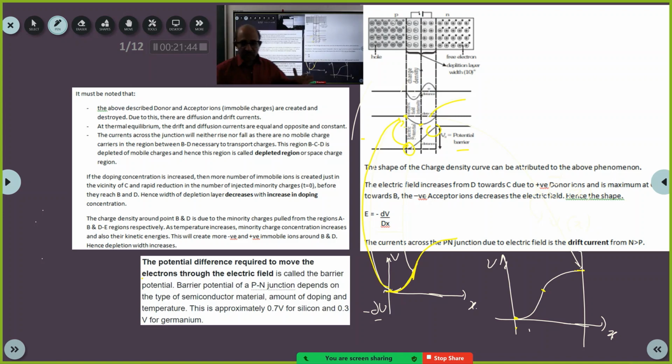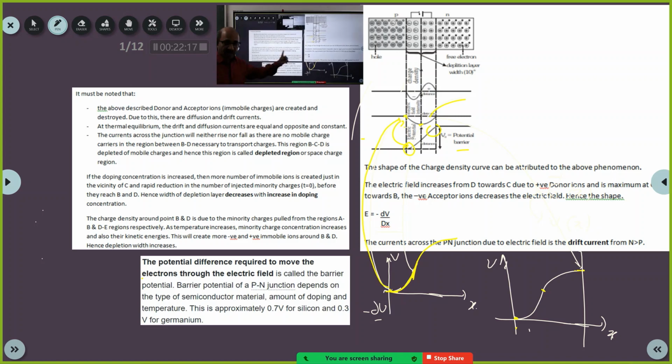It is not that the diffusion and drift currents stop; these currents are continuous. But the sum total of them under thermal equilibrium is 0. I have told you this yesterday, and that is mainly because these immobile charges are formed here. That doesn't mean they will be permanently immobile. They will make and break, keeps on happening. So you will have the diffusion and drift currents continuously happening. At thermal equilibrium, the diffusion and drift currents are equal and opposite and constant.